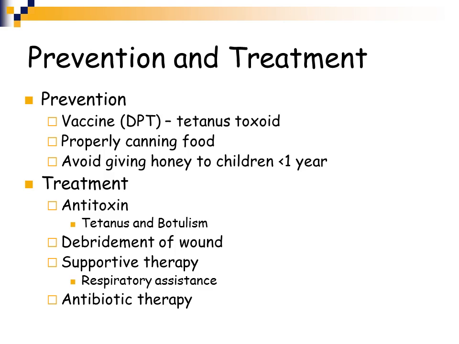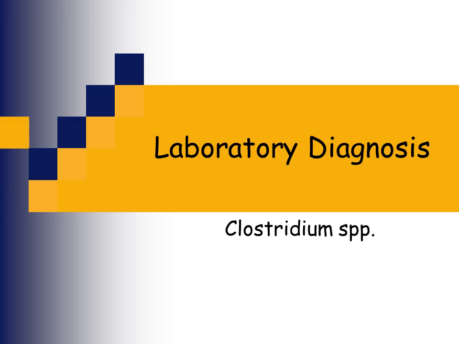There are some treatments. Clostridium tetani and Clostridium botulinum do have antitoxins, but keep in mind they're not that effective once the toxin is bound. For Clostridium perfringens, you can debride the wounds, try to get rid of the area that has toxin being produced. Supportive therapy, such as for botulism, respiratory assistance. Remember the flaccid paralysis where people can't breathe, you would have to give them respiratory assistance, as well as antibiotics.